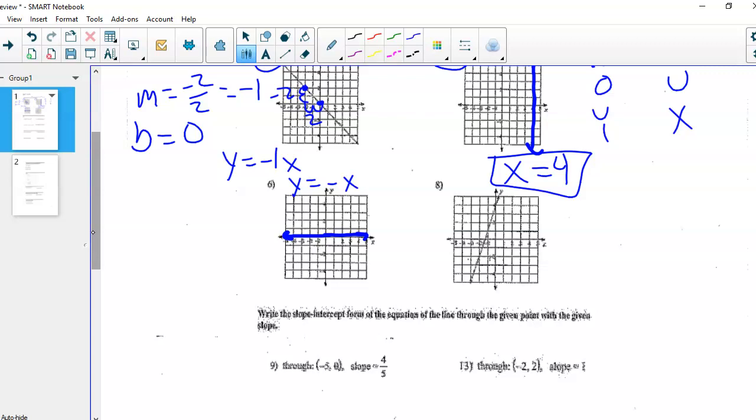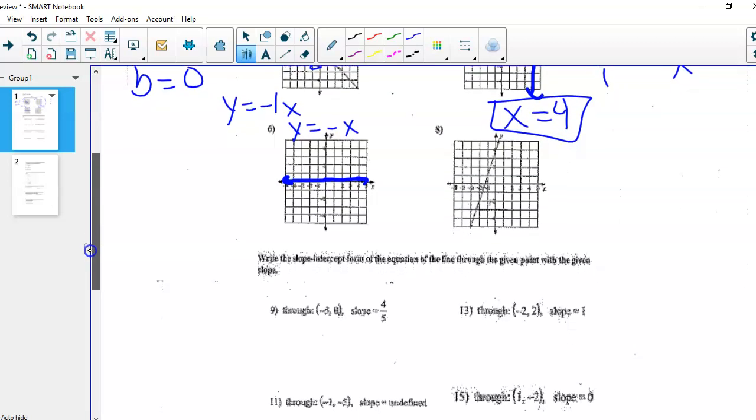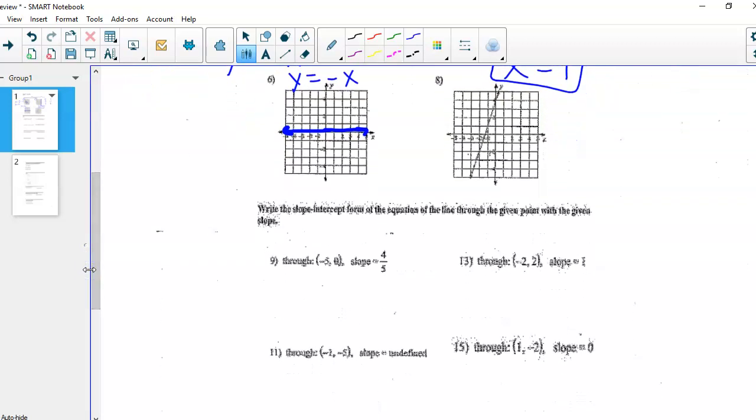Now we're going to do 2 in the next section. Pick 2 of them. 9 and 15. Okay. And they're numbered very badly. I don't know why.